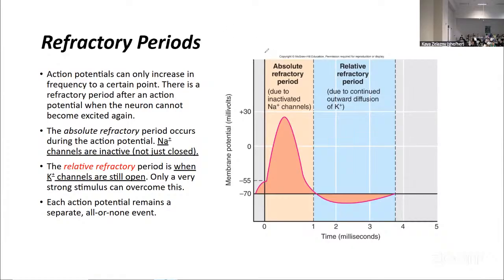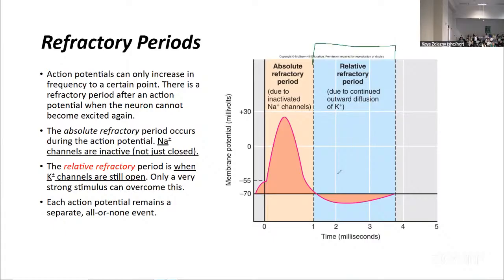So here we see in this kind of peach color, this is our absolute refractory period. This is where we would be in our absolute refractory period, meaning you absolutely cannot send off another action potential during this part of time. During this chunk of time, there is absolutely no way you could fire off another action potential. That's not the case for our relative refractory period. So our relative refractory period is here in blue.